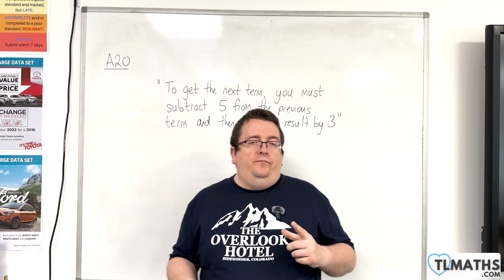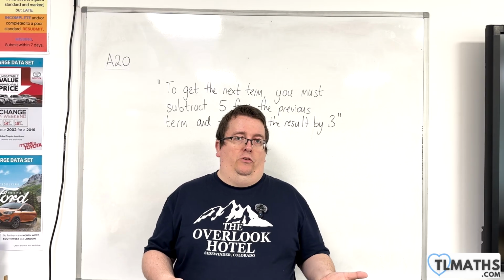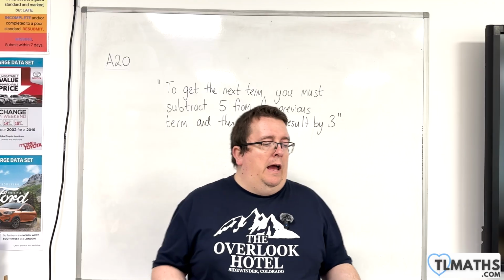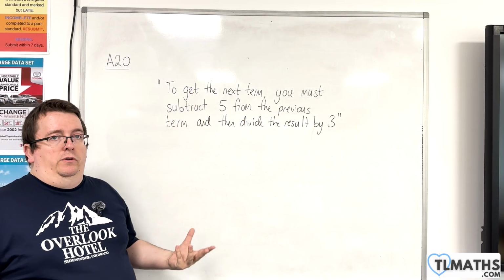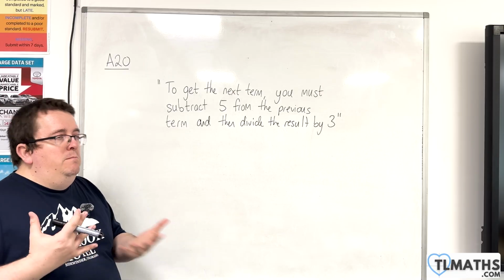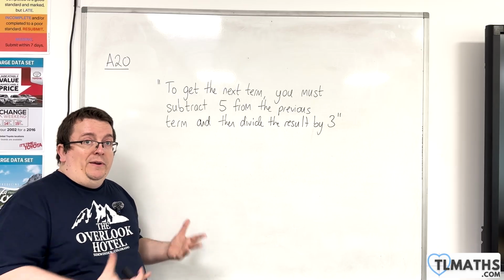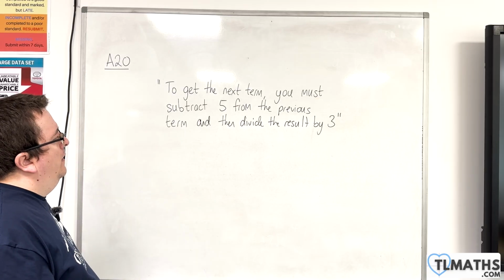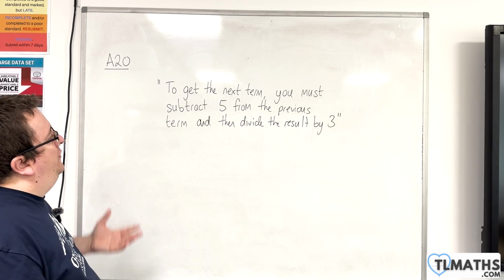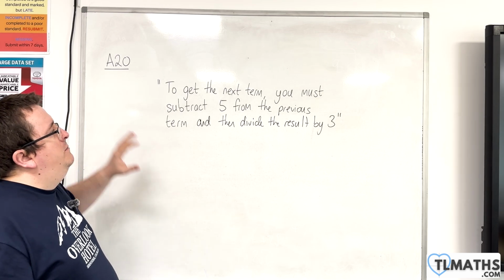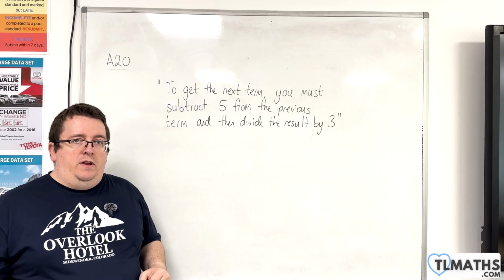So, the first thing we need to do is really understand what the notation is really saying, okay? So, let's say I had this rule. Now, we're going to be doing more with sequences later in an upcoming section, but we're going to introduce it here. So we've got this rule that says to get to the next term, you must subtract 5 from the previous term and then divide the result by 3.